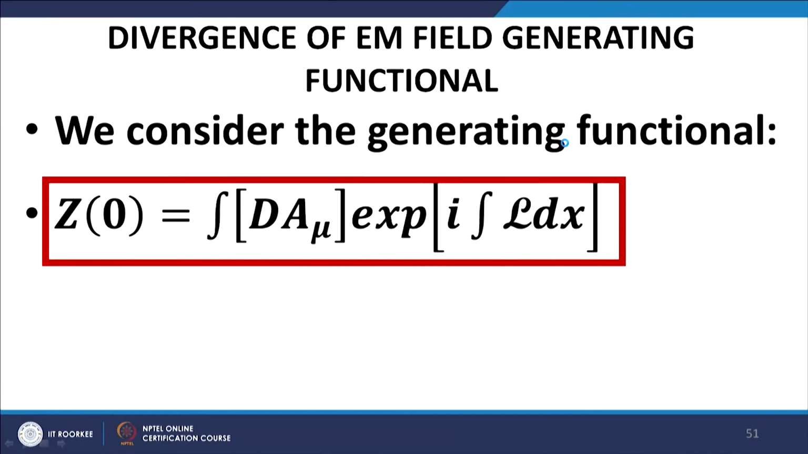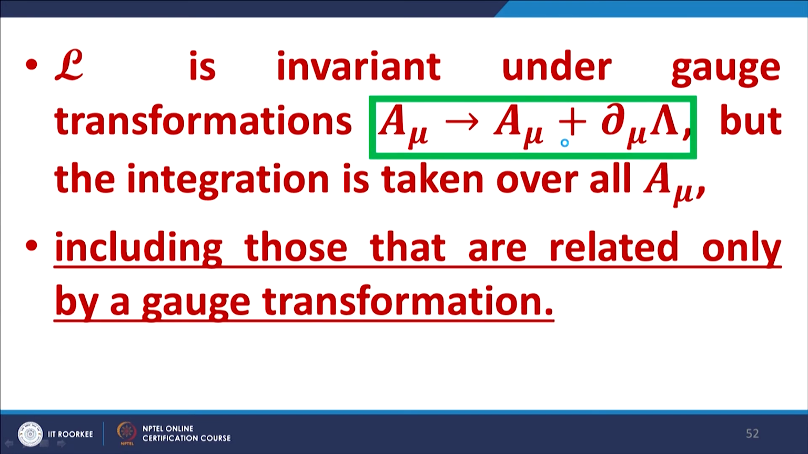We have the expression for Z0, that is the normalizer, as the expression given in the red box. Now, the important thing is that, as we mentioned earlier, the entire theory is invariant under gauge transformations of the form that is given in the green box. But when we are working out this integration, it is taken over all of A mu, including those which are related to each other by this gauge transformation.